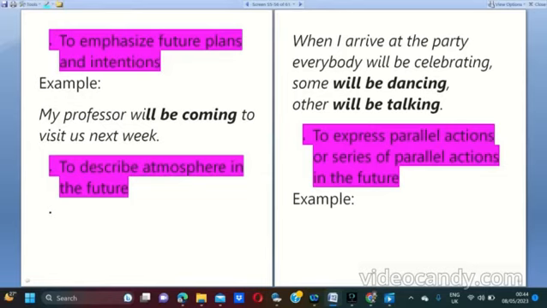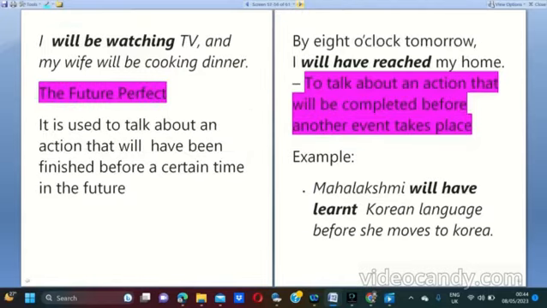Sometimes we use it for parallel actions. To talk about parallel actions also, we can use future continuous tense. I will be watching TV and my wife will be cooking dinner. See, these both are happening at the same time, simultaneously. So we can use future continuous tense to talk about simultaneous actions.